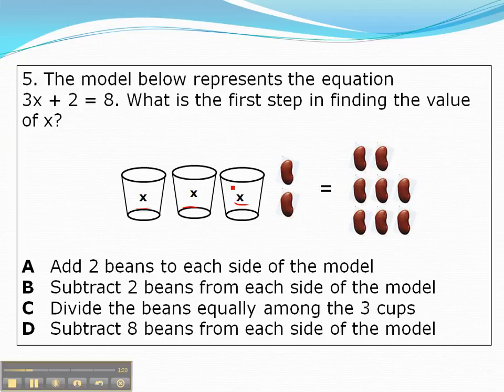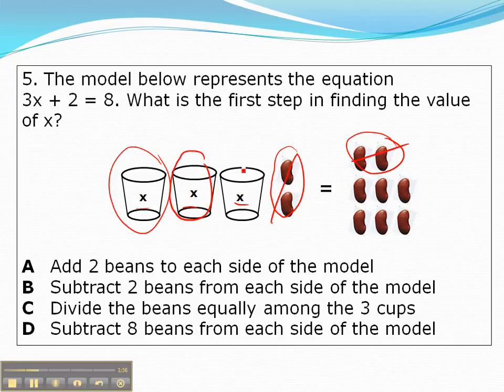Well, in order to find the value of x, we're going to need to do two things. We're going to need to take away these beans from the left side, and also from the right side to keep the equation balanced. And then we're going to need to divide the 3 x's into 3 groups with x in each group, and we're going to need to divide the beans into 3 groups, and we'll find that x equals 2.